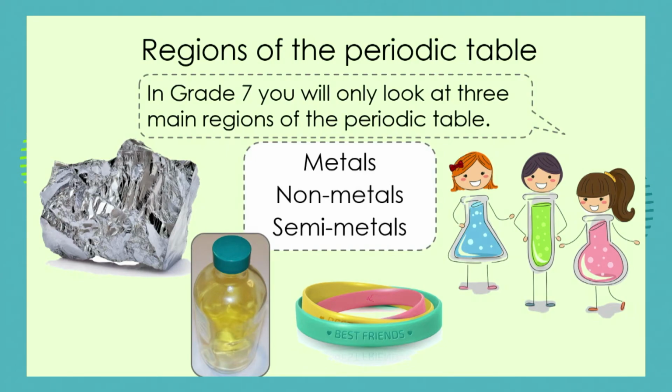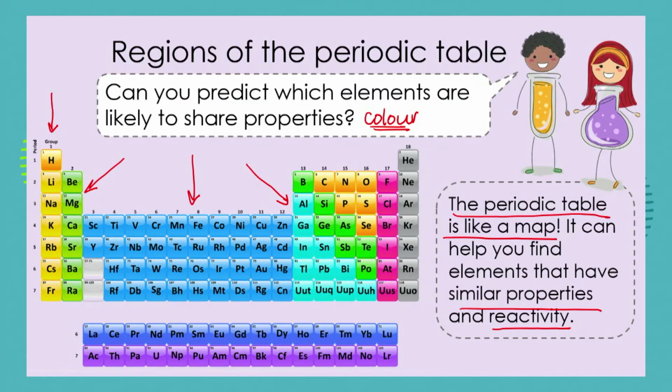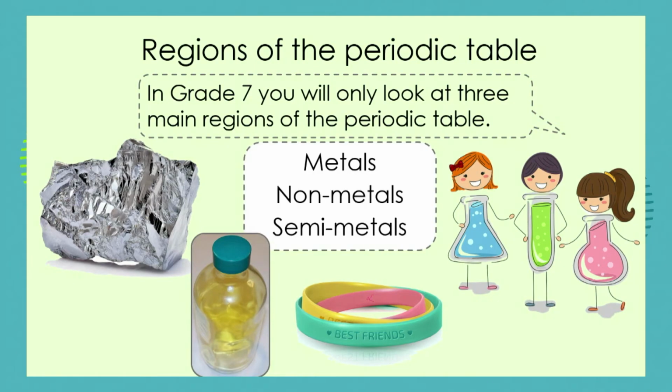Now in grade 7, you will only look at 3 main regions of the periodic table. So if we go back to our brightly colored periodic table, we'll see that we've got lots of different colors on that periodic table. And when you're in high school, you're going to have to learn about all the different elements and all the different regions. But for grade 7, we're going to simplify it. And we're only going to focus on the 3 main regions of the periodic table.